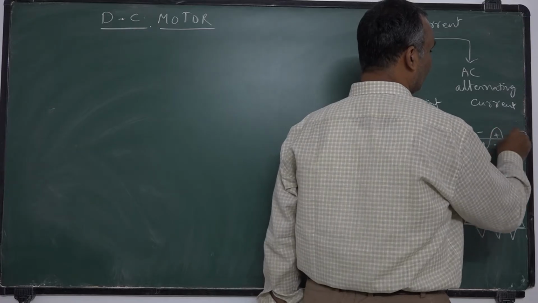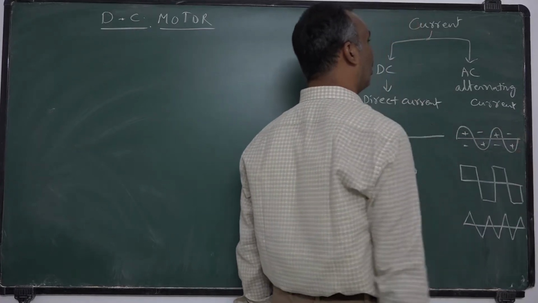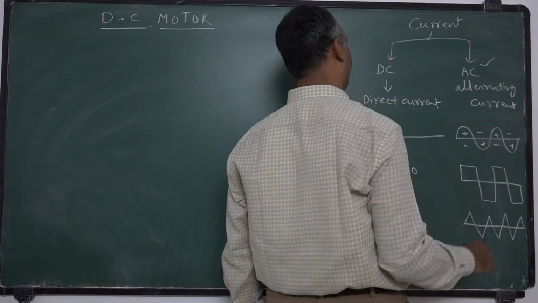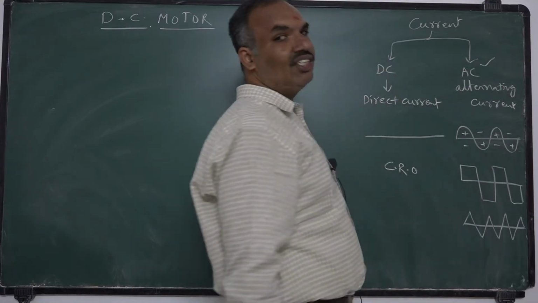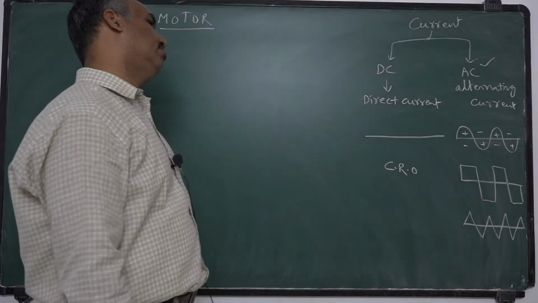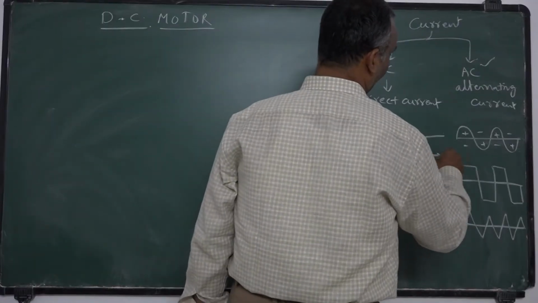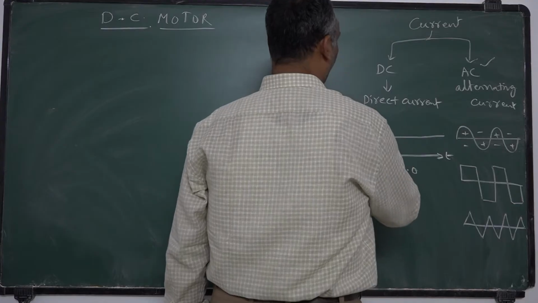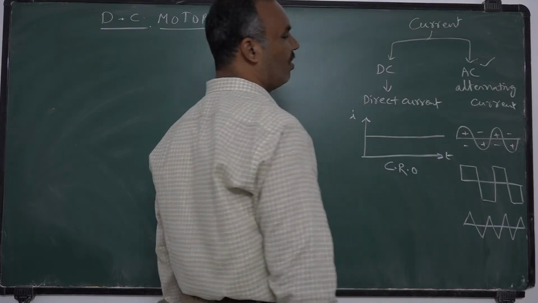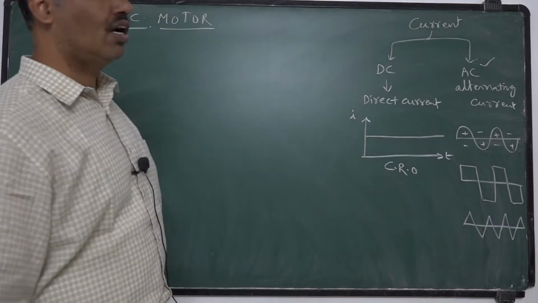A current which changes its direction alternatively with respect to time is called alternating current. A current which doesn't change its direction with time is called direct current. That means if you draw a graph between current and time, the current always has a fixed value. Such a current is called direct current.